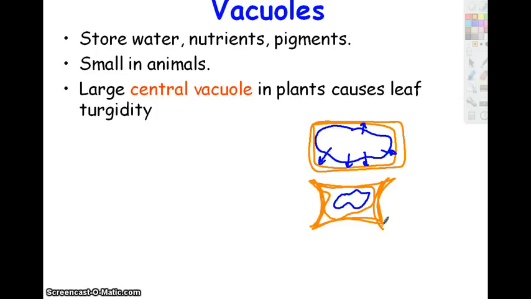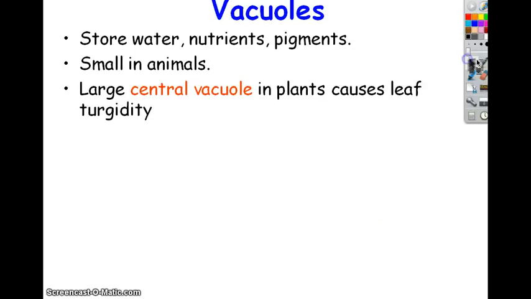So that's actually what vacuoles do in plants. They're very, very important in plants. Not as much in animals. Yes, they store things, but in plants, it's the whole reason why plants' leaves are stiff.